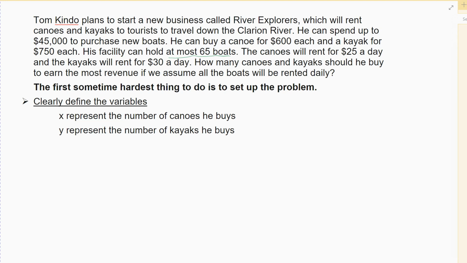The canoes he'll rent for $25 a day. The kayaks he'll rent, because kayaks are more expensive, for a slightly higher price of $30 per day. How many canoes and kayaks should he buy to earn the most revenue, right? We want to maximize revenue. Assume all boats will be rented daily, all right? And we're going to optimize. And that is a fairly large assumption, but we have to do that in order to solve the problem.